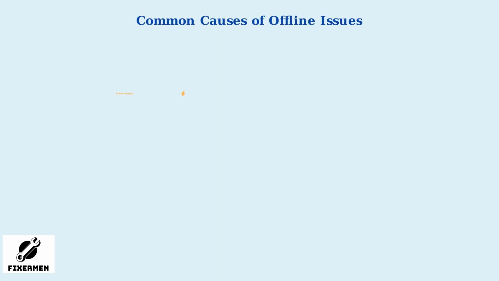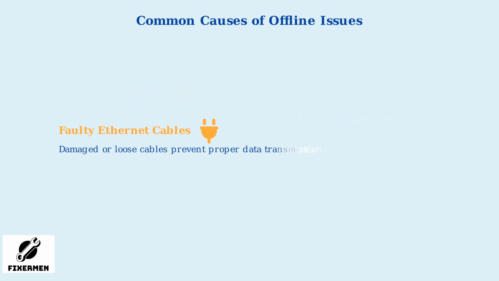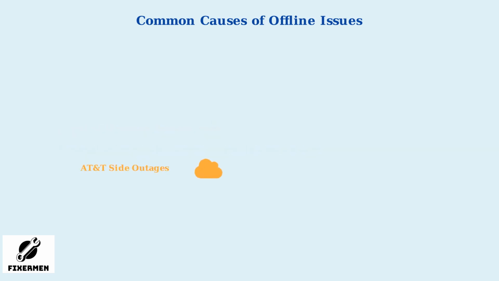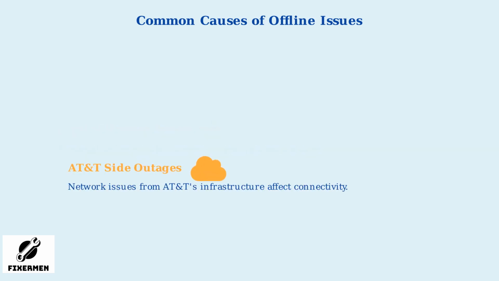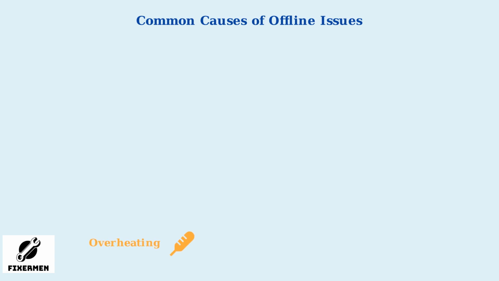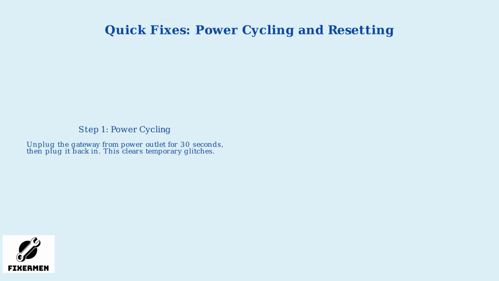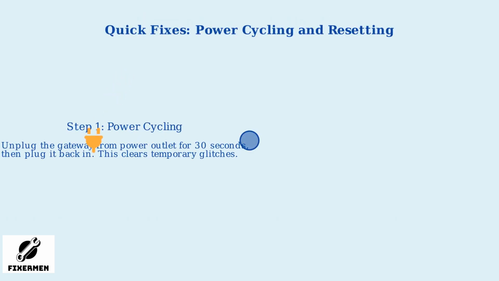Several factors can cause your AT&T Gateway to go offline. These include power surges, faulty Ethernet cables, outages on AT&T's side, outdated firmware, overheating, or hardware malfunctions. Understanding these potential causes is the first step in diagnosing the problem. Make sure to check all the basics first, like loose connections and power cycling. Before diving into advanced troubleshooting, try these quick fixes.